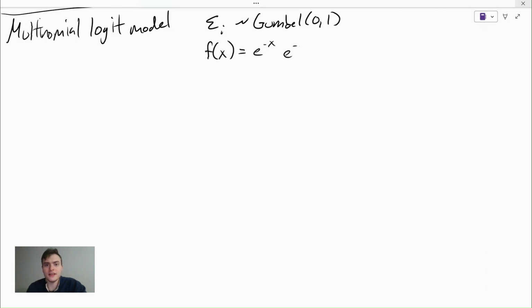x. And then we have our CDF, so PDF, CDF, which is the integral.